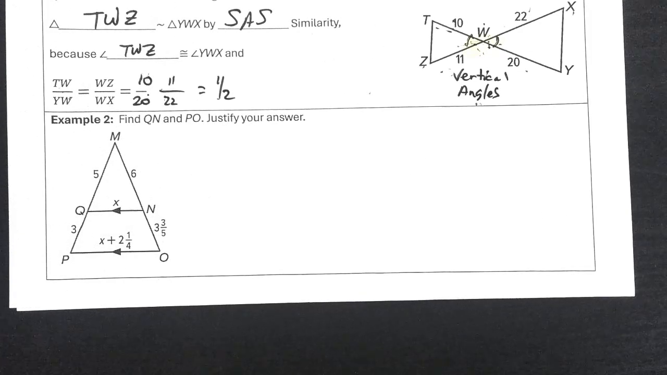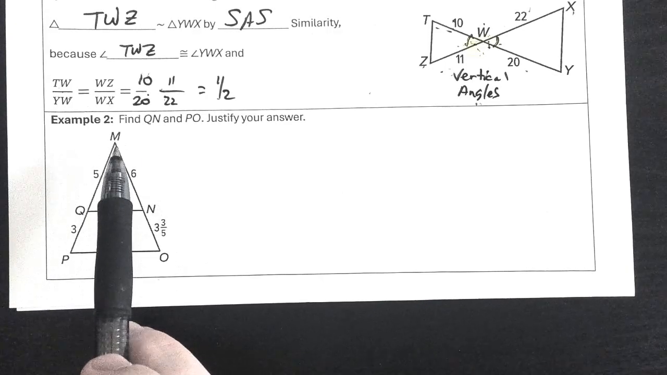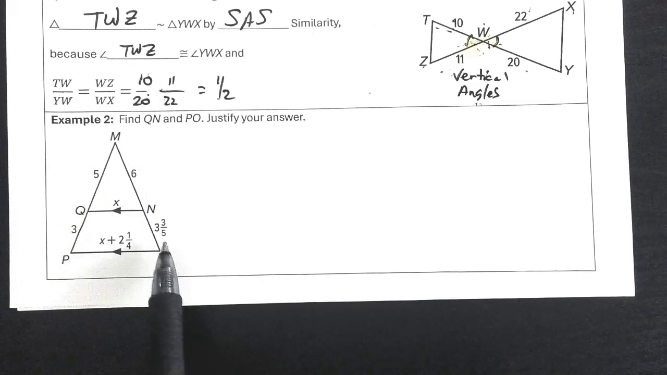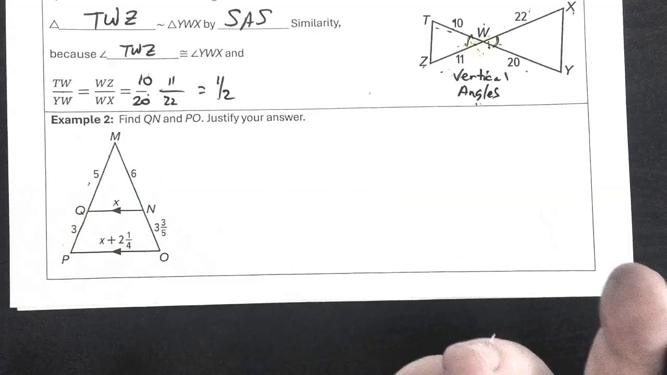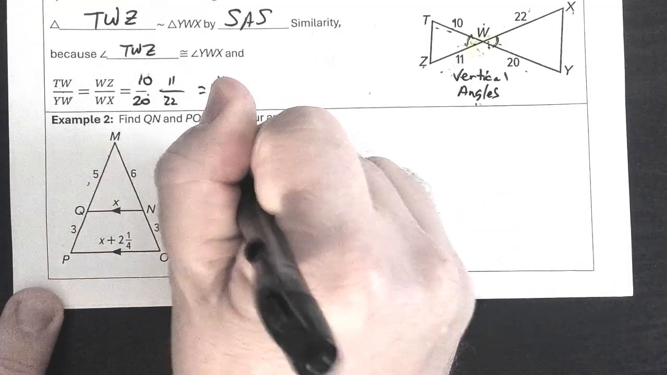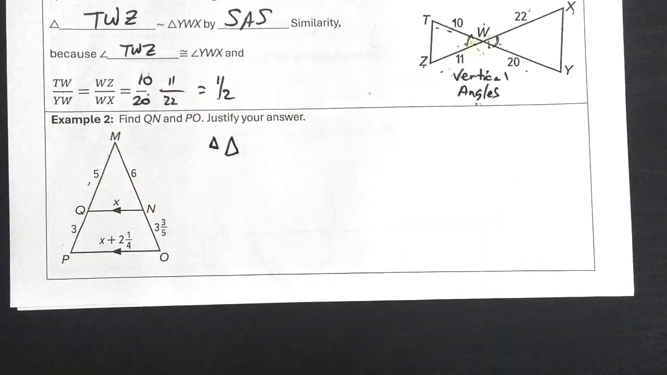Okay, example 2, bottom of the page. Find QN and PO, justify your answer. Now, you notice these are two triangles, one on top of the other. This side goes with the whole thing, because it takes both of these to make the bottom triangle. I want us to understand that. One triangle is this part, and the other is both of them together. So just as long as we get that.